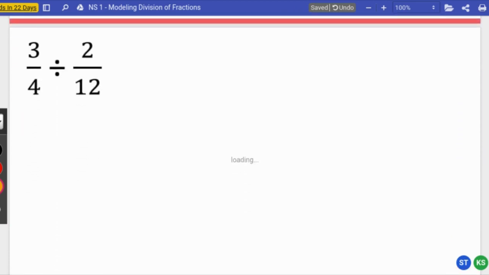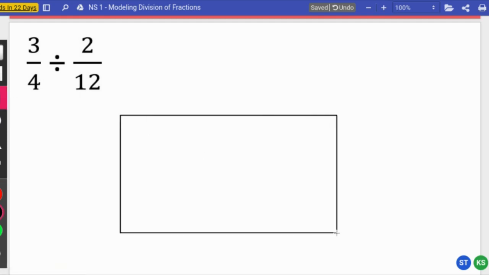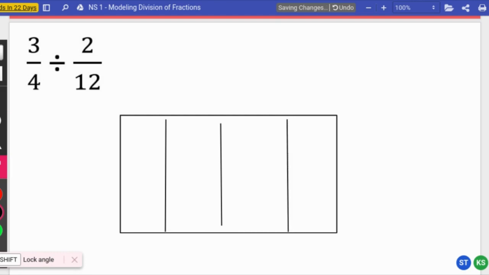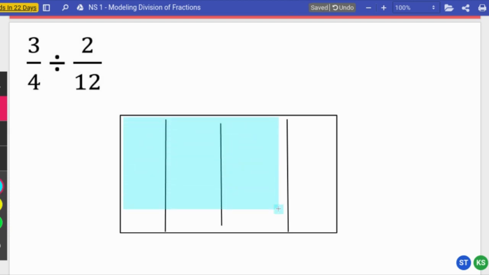Let's try another one. Let's do 3/4 divided by 2/12. So let's draw our whole, and then we're going to divide it into fourths and shade in 3 of them because 3/4 is what I have to start with. Then I want to know how many 2/12 are in that 3/4. Well, that's hard to tell when I'm in fourths and not twelfths. So probably what I want to do is divide this up into twelfths.